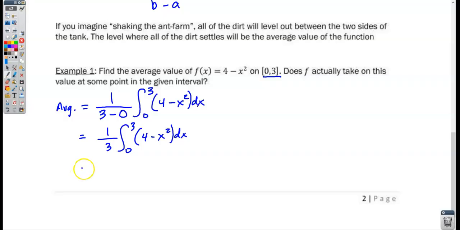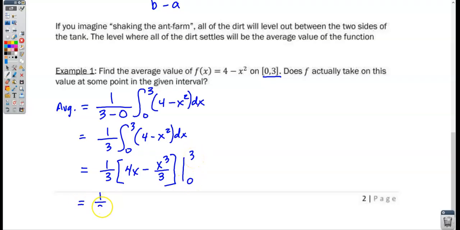This is simple enough of an integral that I'm going to go ahead and just take the value of this integral by hand. So I find my antiderivative. It's 4x minus x cubed over 3, which I'm going to evaluate from 0 to 3. So we got 1/3 times 4 times 3 is 12, minus 3 cubed over 3, 3 cubed is 27, over 3 is 9.